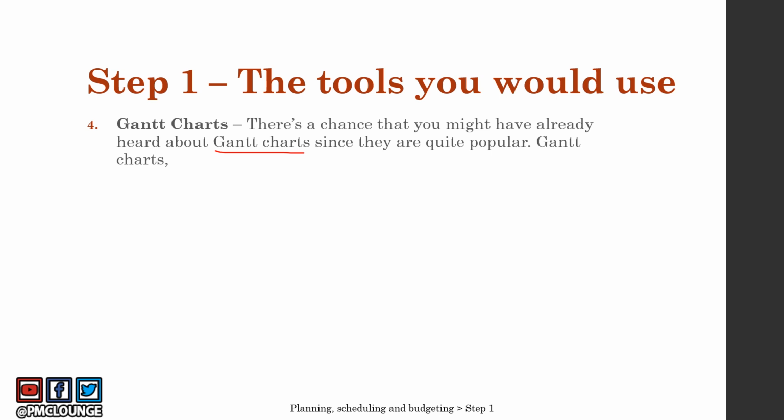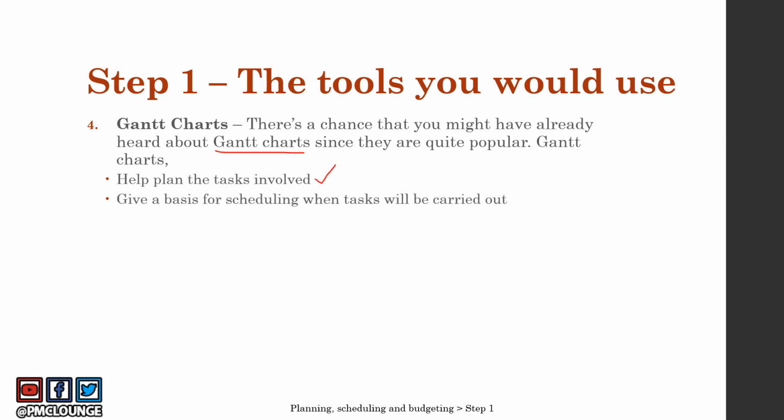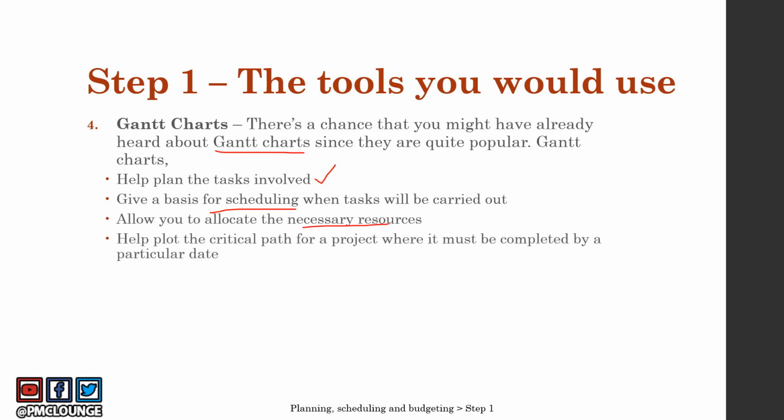Gantt charts help plan the tasks involved in the project. They give a basis for scheduling, so they prepare the ground for you to come up with the schedule of your project. They allow you to allocate the necessary resources. They help plot the critical path for a project that must be completed by a particular date. So if you have any schedule-related dependencies, Gantt charts are going to help you plot those critical paths.